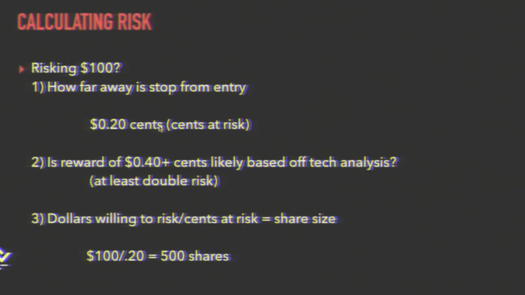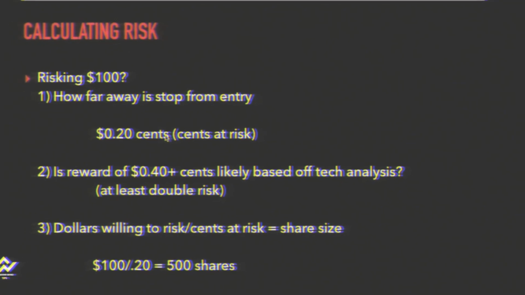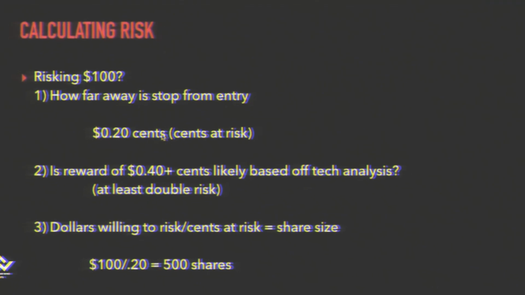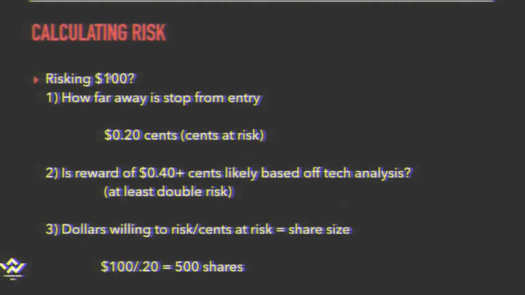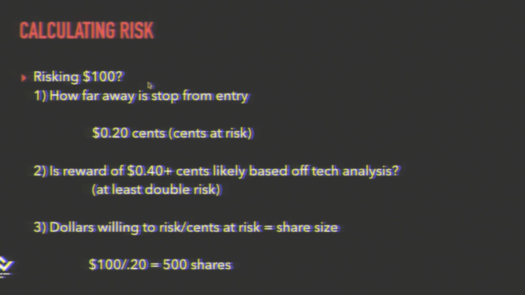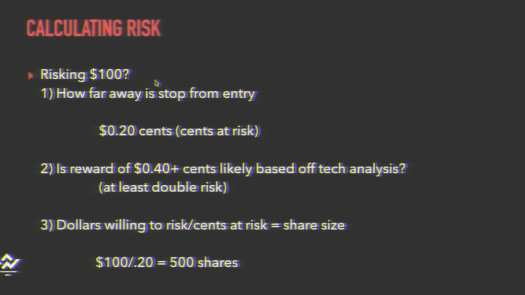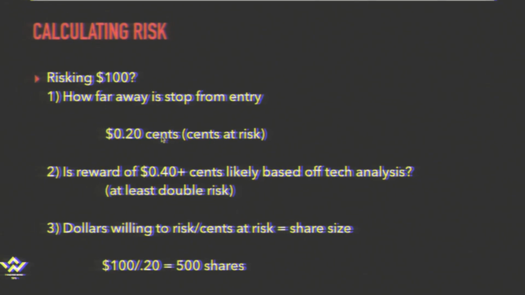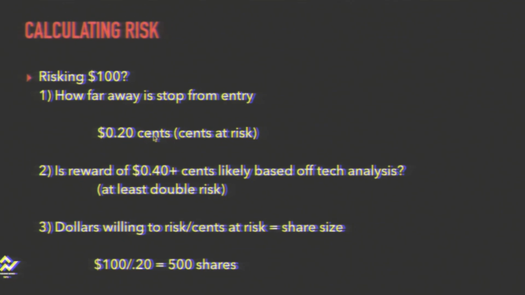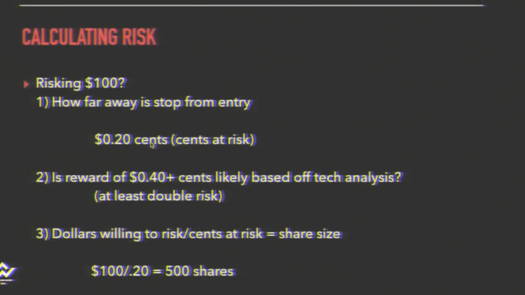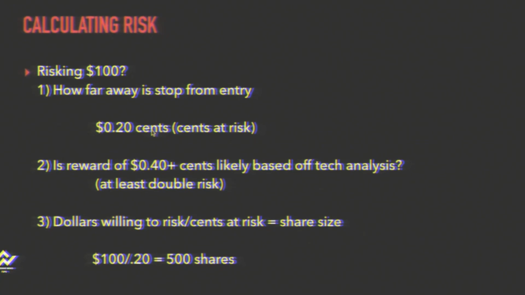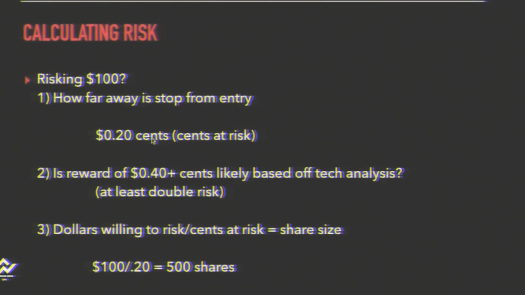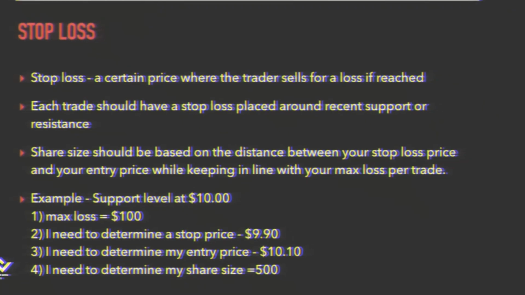Now, this may seem confusing and it takes a long time to figure out, or you may need a calculator, but the more times you do this, you'll find that you'll use the same numbers over and over. You already know what your max loss is, or the money that you're willing to risk, and you'll find that you usually risk the same amount of cents. I usually only risk 10 or 20 cents depending on the volatility of the stock. So I know I will always be using 1,000 shares if I'm risking 10 cents, or 500 shares if I'm risking 20 cents.